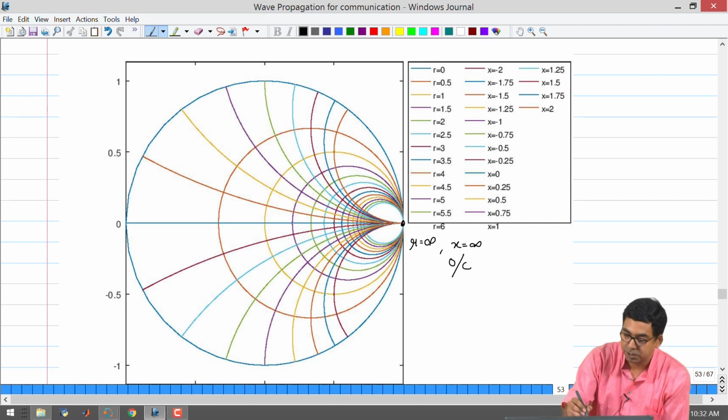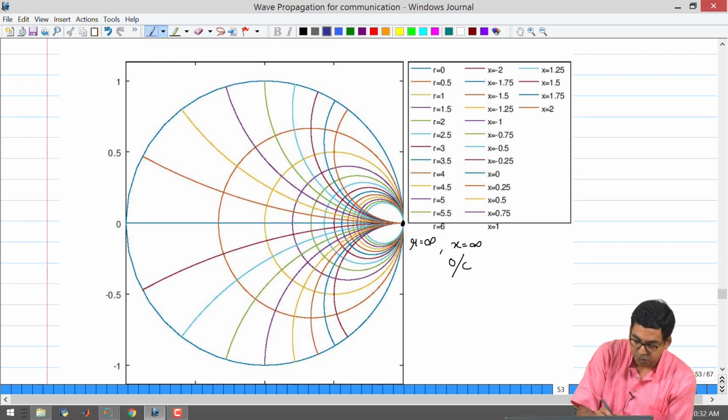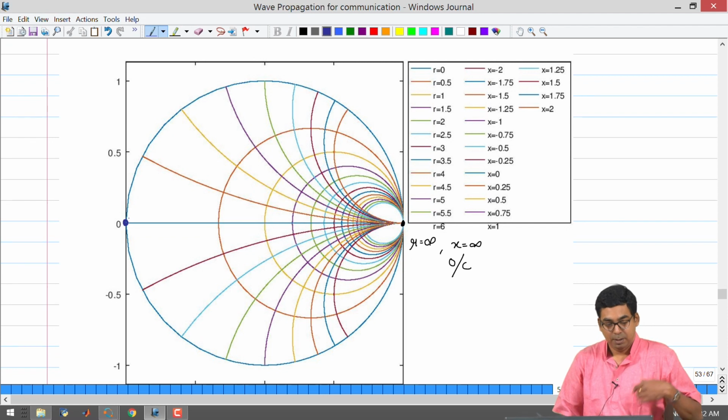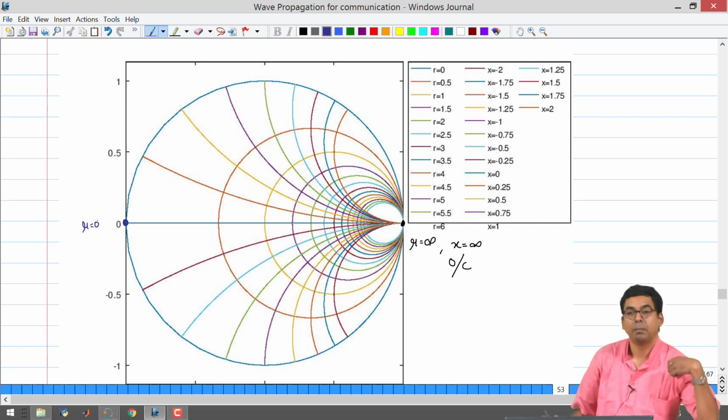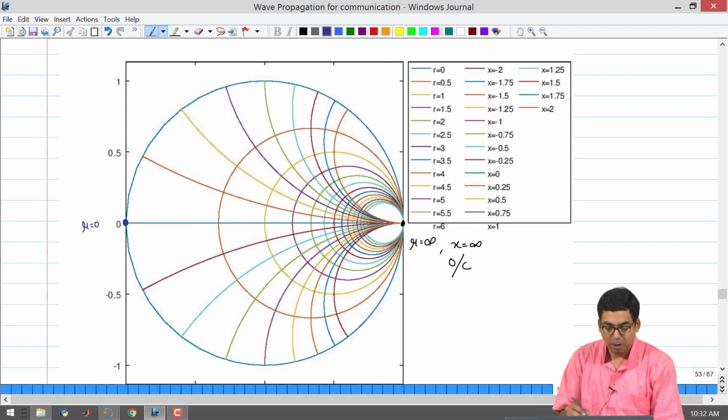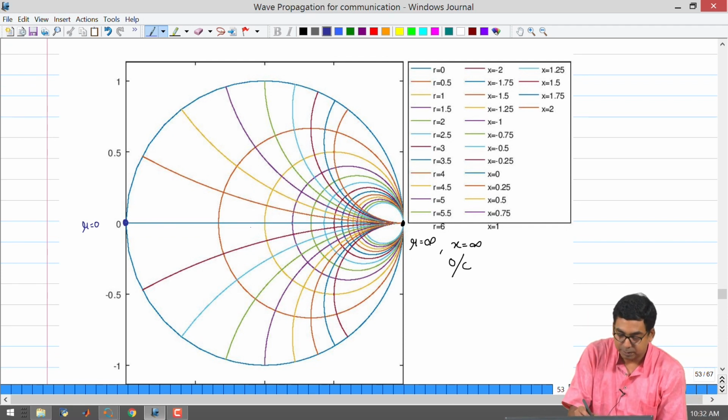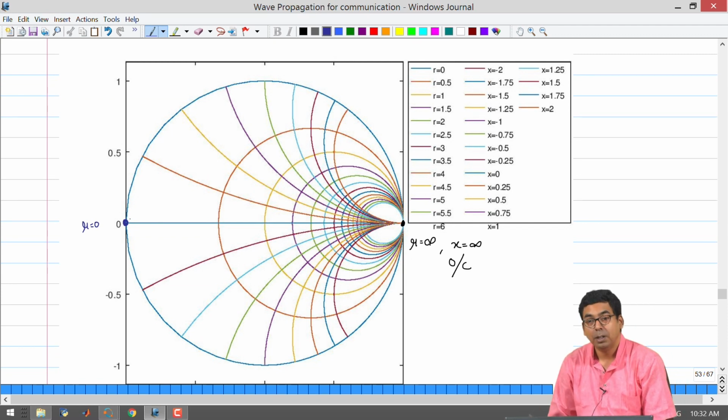Let us go to the leftmost point, okay. The leftmost point, okay, is an interesting point because it is R equal to 0, okay. However, there is a straight line that goes over here. The straight line corresponds to x equal to 0, okay.